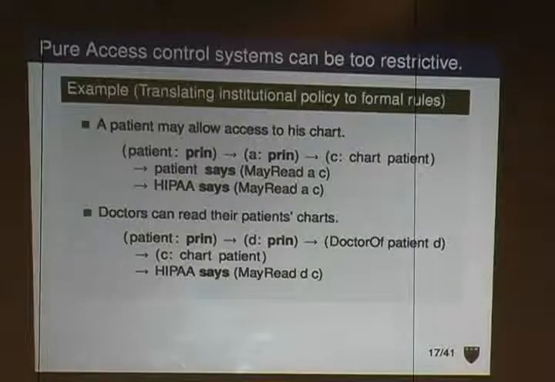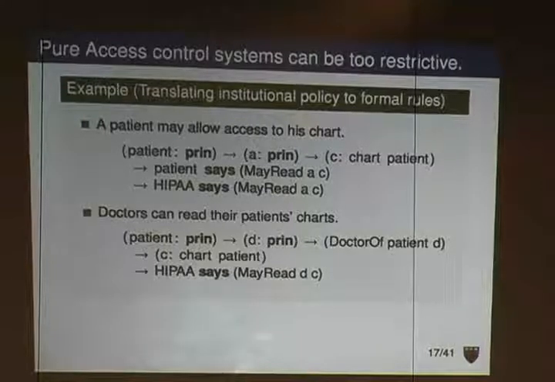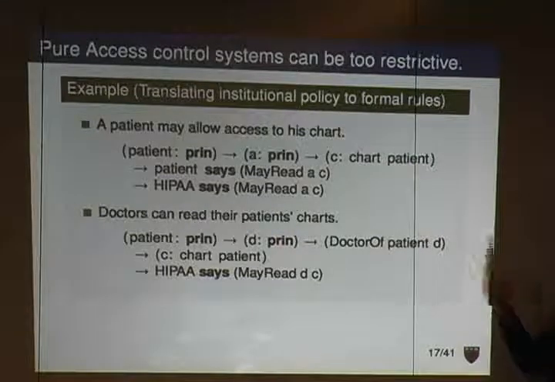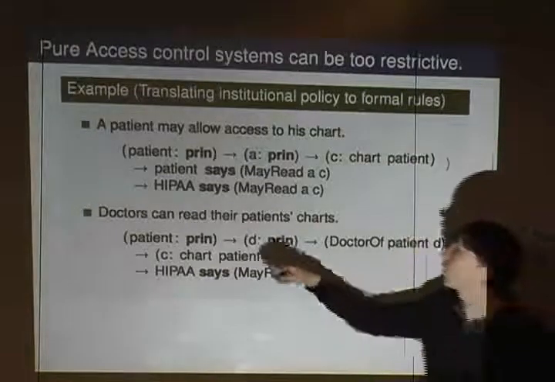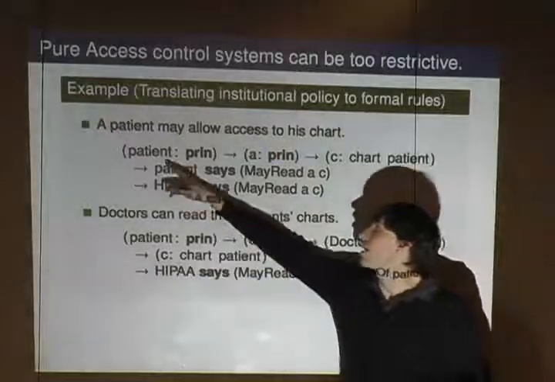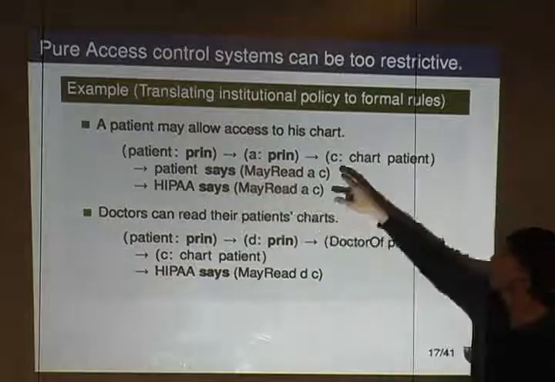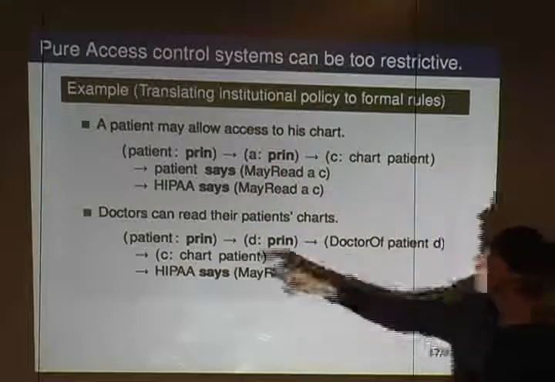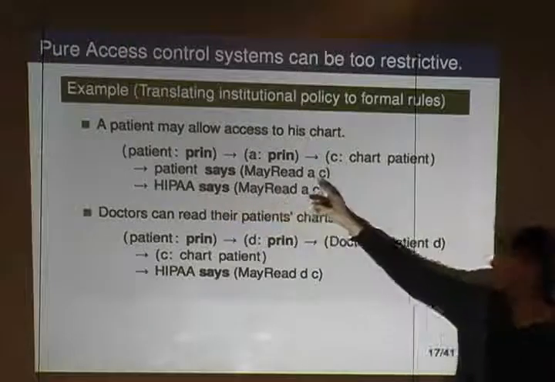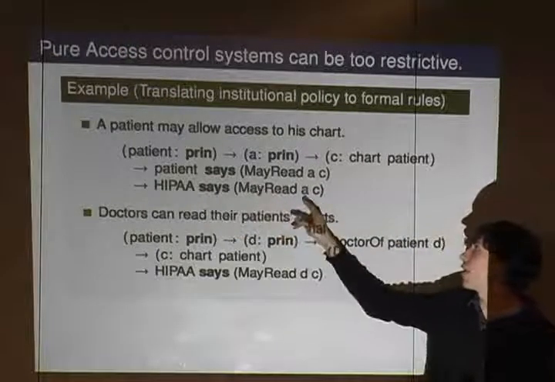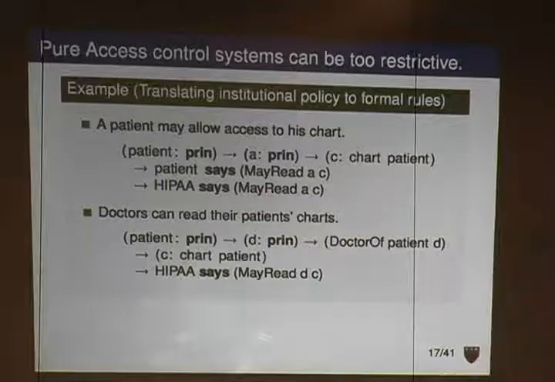The first one is that, at the end of that paragraph, it said a patient can direct who's allowed to access their chart. So a patient may allow access to their chart, and we can read this in Aura as follows. If patient is the name of a principal, if A is a principal, and C is the patient's chart, then when the patient says that A can read the chart, according to HIPAA, A can read the chart. This is just a direct encoding of the delegation in the HIPAA rule.